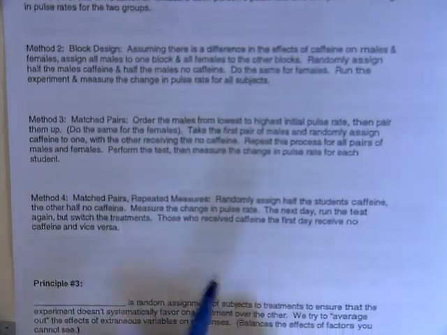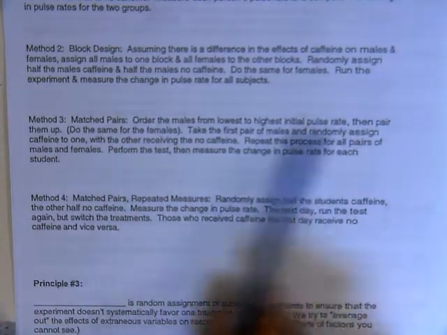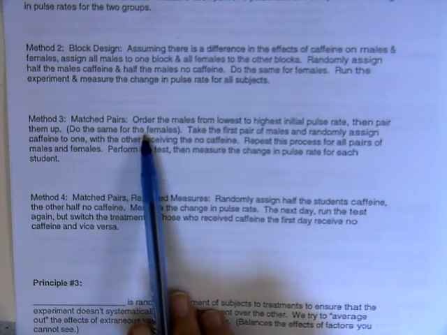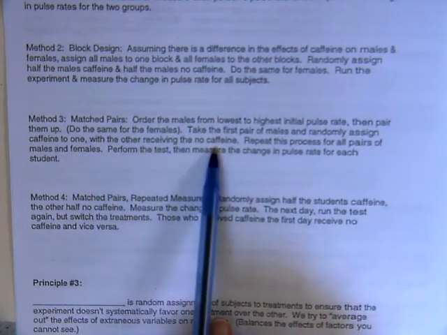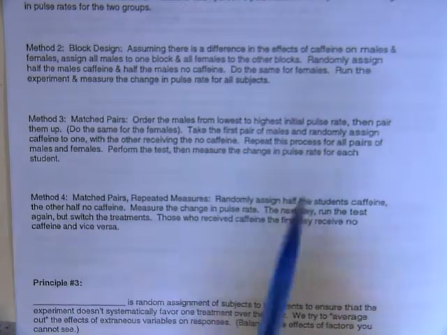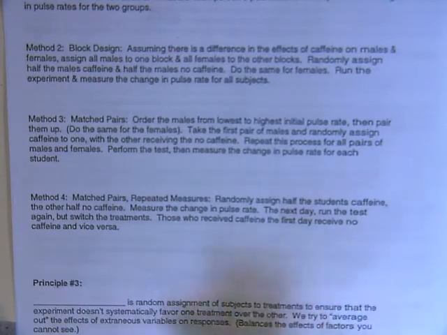Now for matched pair, I could order the males from lowest to highest by initial pulse rate, then pair them up, and do the same for females. Take the first pair of males and randomly assign caffeine to one and no caffeine to the other. Repeat the process for all the pairs of males and females. Perform the test and then measure the change.